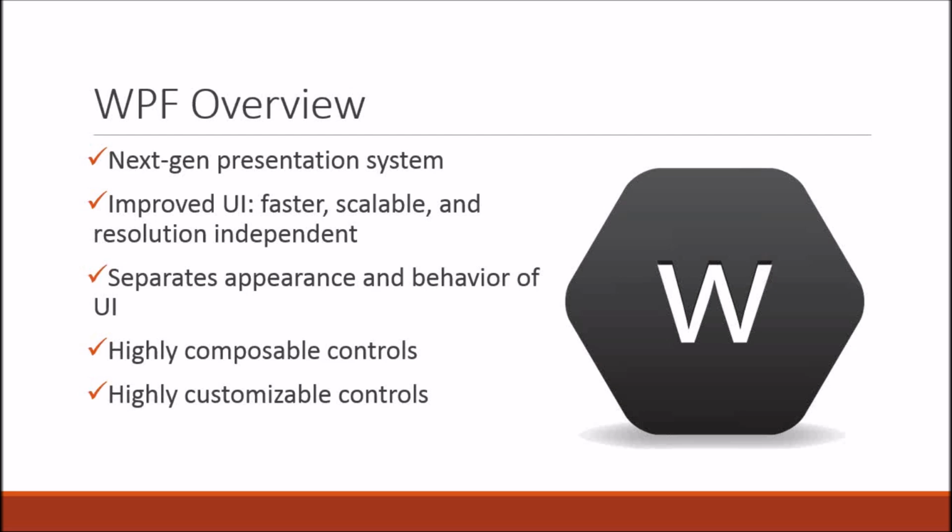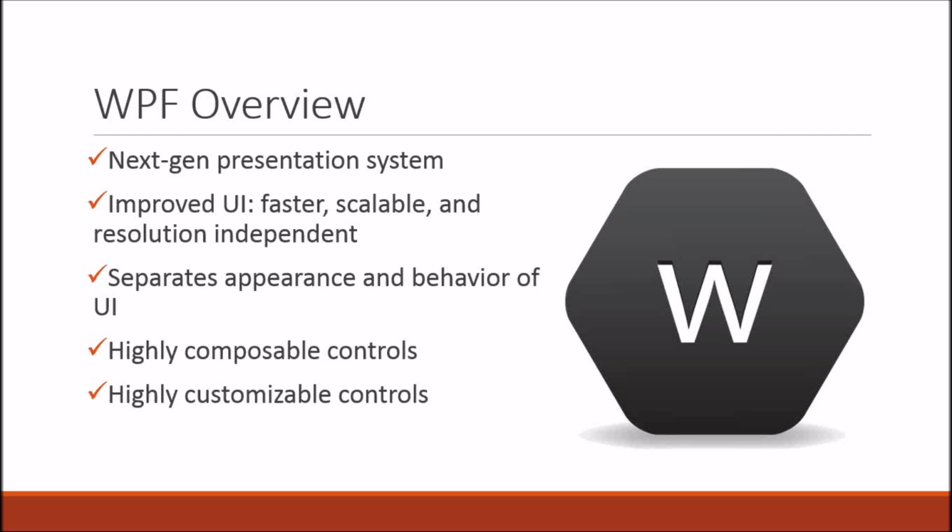Since WPF builds on a vector-based rendering engine, it's incredibly easy to build scalable user interfaces. WPF separates the appearance of a user interface from its behavior. The appearance is generally specified in the XAML file. The behavior is specified in a managed programming language like C# or VB. The two parts are tied together by data binding, events, and commands.